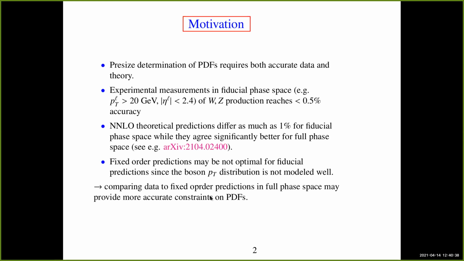Obviously, this type of problem, that there is a mismatch between what you can do best in data and in theory, is an old story. We had something similar with jets, where we moved from cones to anti-kT, but now we also have some similar issues. Same story, but of course a different situation for Drell-Yan.